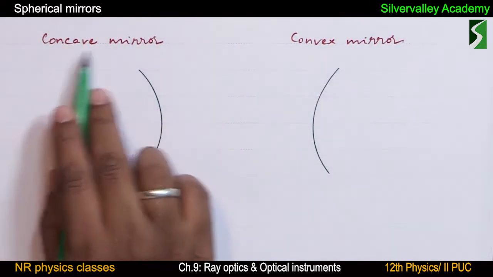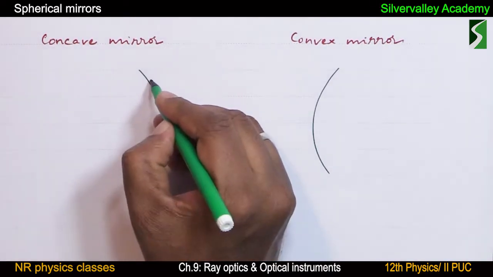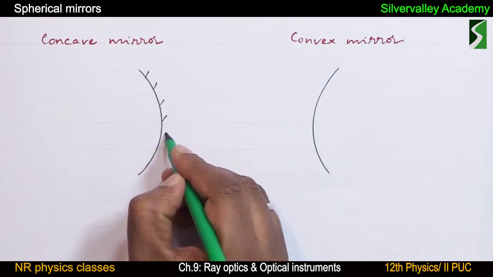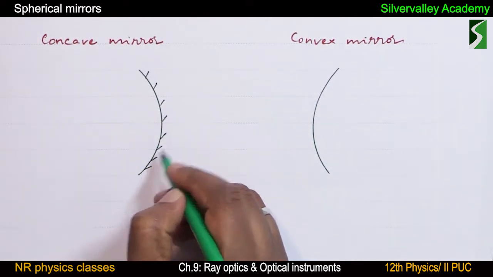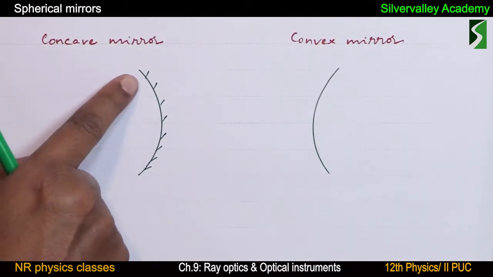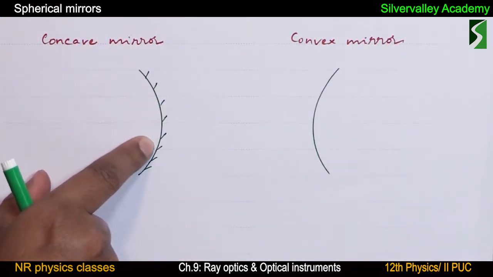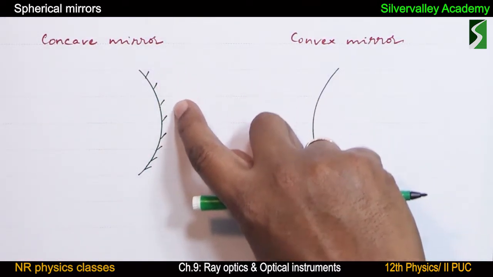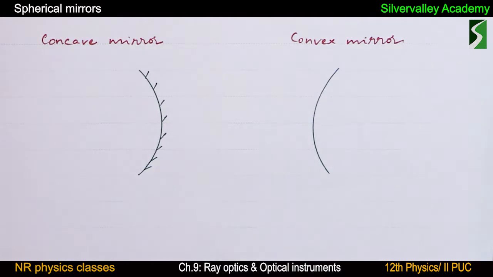In the case of a concave mirror, the convex surface is coated with a suitable material. Thereby, the concave surface becomes reflecting. So the reflecting surface is shown by this smooth side and the coated surface is represented by this shading. So this is a concave mirror.